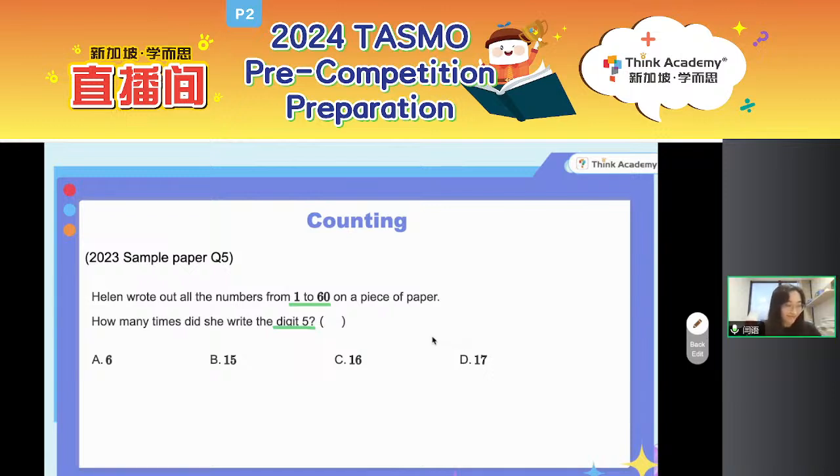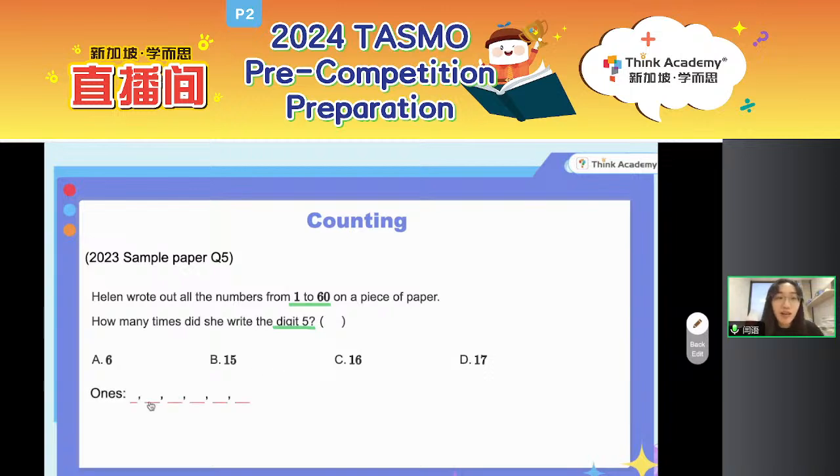How many? This is for the digit. So for the digit, you need to consider different positions, right? From 1 to 60, you need to consider one-digit numbers and two-digit numbers, right? And also for digit 5, think about it. Where is digit 5? Maybe you put it in the ones place, maybe you put it in the tens place.